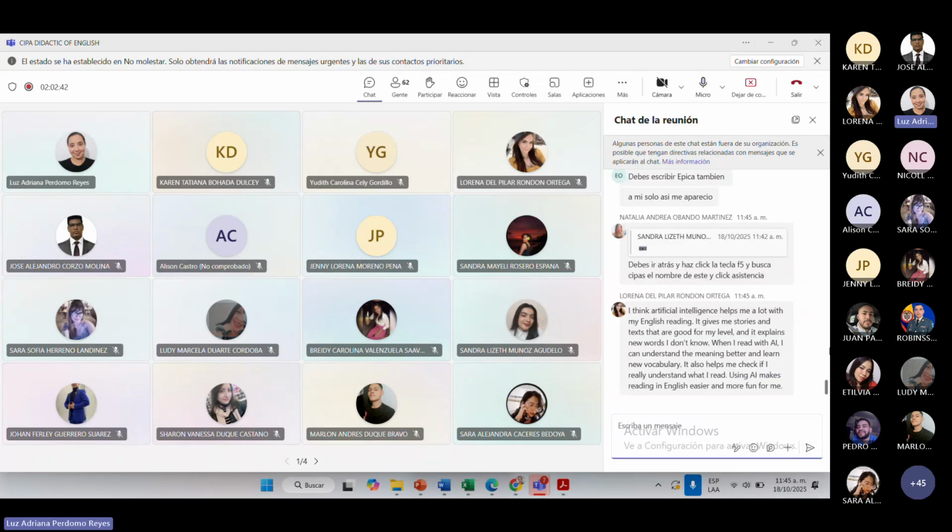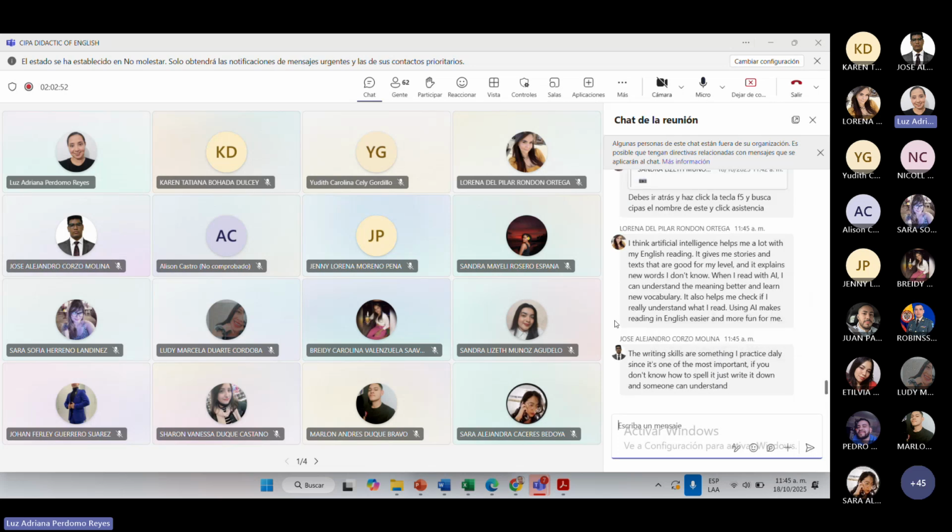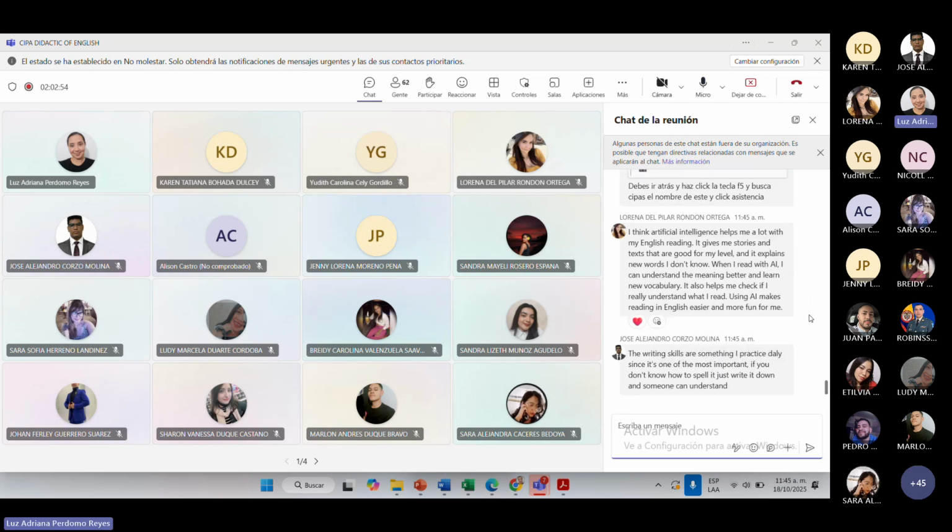Okay, I think artificial intelligence helps me a lot with my English reading. It gives me stories and texts that are good for my level, and it explains new words I don't know. When I read with AI, I can understand the meaning better and learn new vocabulary. It also helps me check if I really understand what I read. Using AI makes reading in English easier and more fun for me.